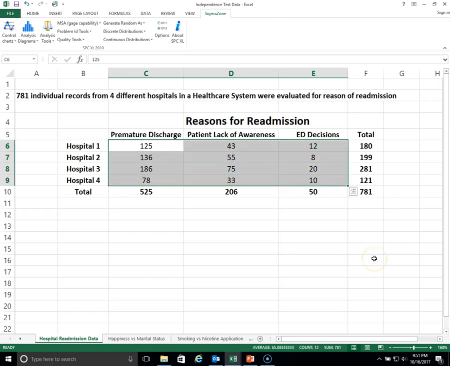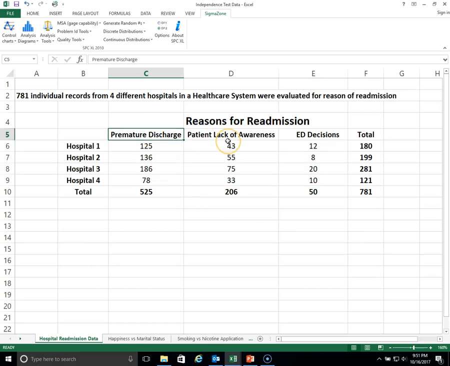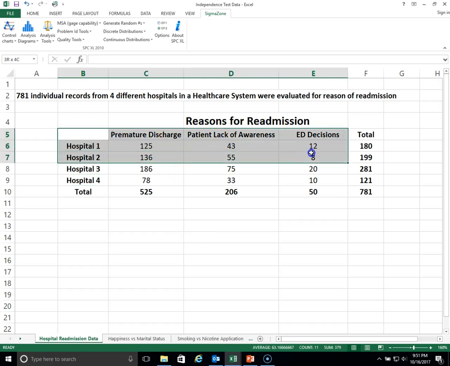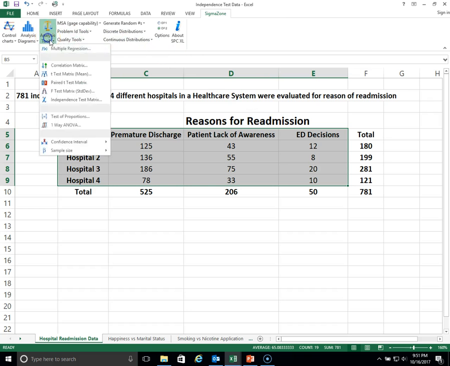Now, you don't have to put the labels in, and you could just highlight this data right here. The independence test will still calculate a p-value, but you will not see the labels or the headings for each of the categories for the 2 variables involved. So put your data in, highlight the labels as well as the counts in each of the cells, and then come up here to Analysis Tools, where all of the hypothesis tests in SPSEQ-Cell are located, and click on Independence Test.